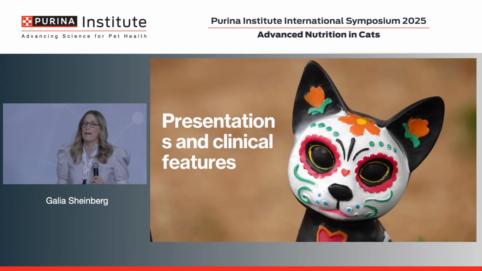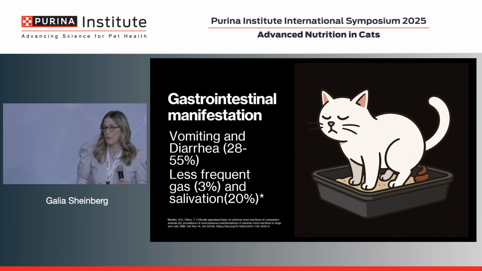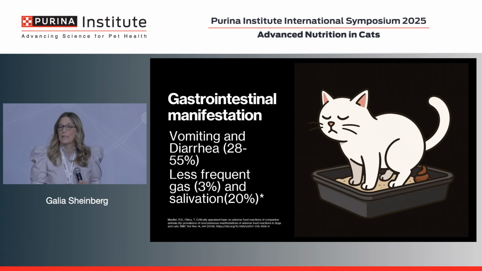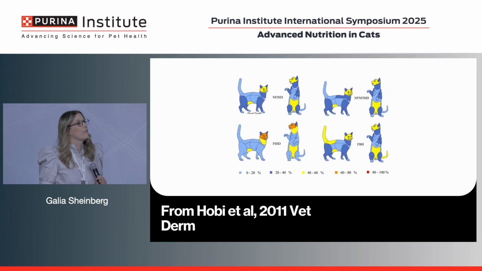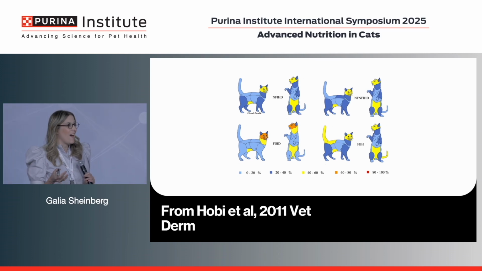So let's talk about the clinical presentations of food allergy. We will see some patients that have GI disturbances such as vomiting and diarrhea, which are the most common ones. You can see weight loss. You can have gas and salivation in lesser amounts of patients, but you have to keep your eye out for all of these because they will not necessarily be mentioned in the clinical history if you don't take the time to do so.